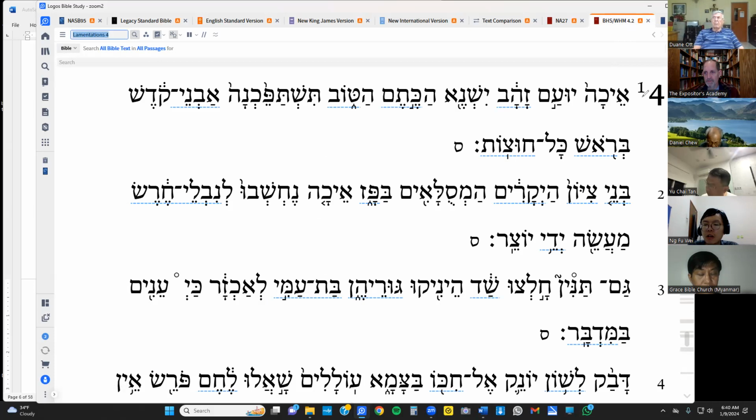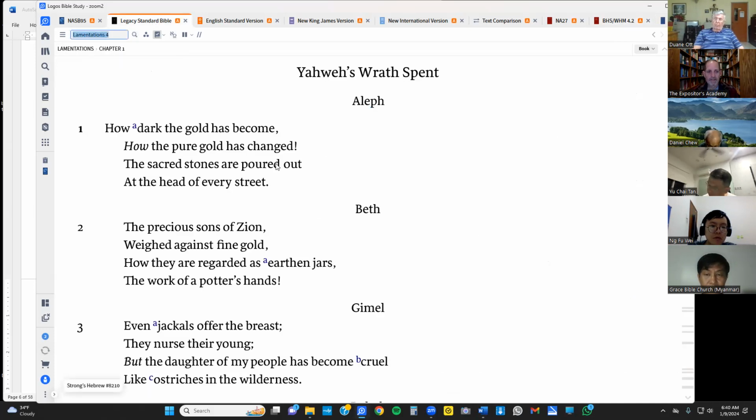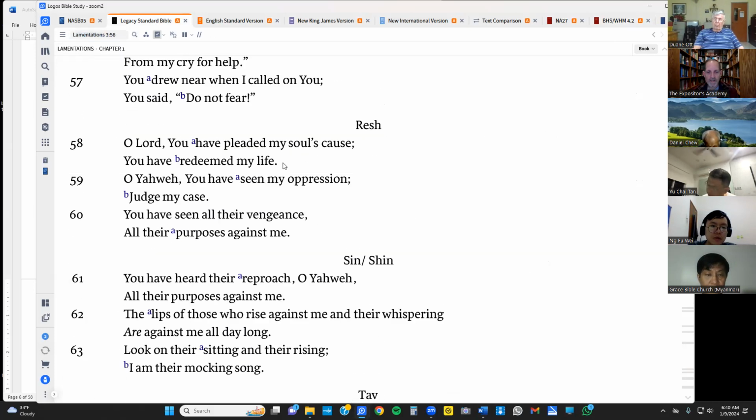Aleph, verse 1, Beth, verse 2, Gimel, verse 3, Daleth, verse 4, and so on. So he reverts back to the pattern that he had in chapters 1 and 2. But chapter 3, he changed.